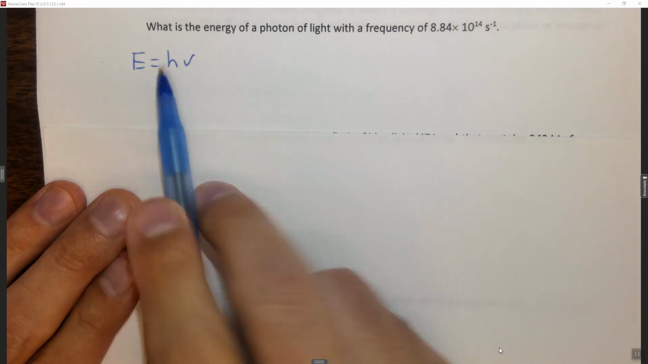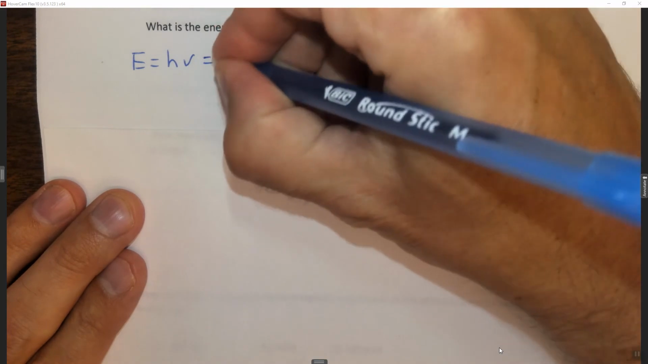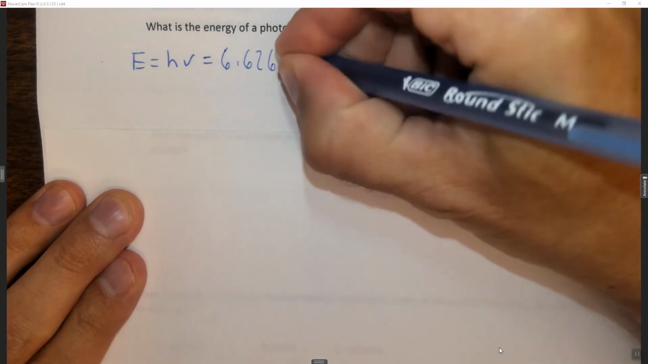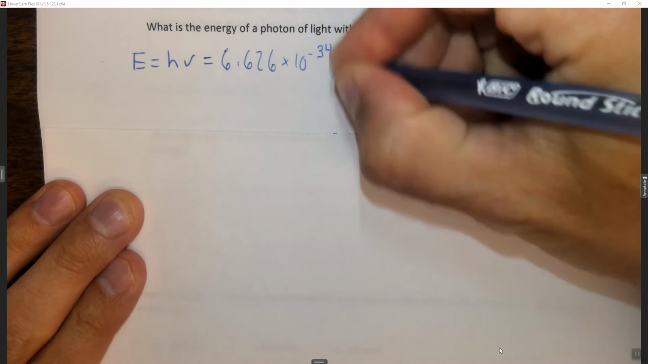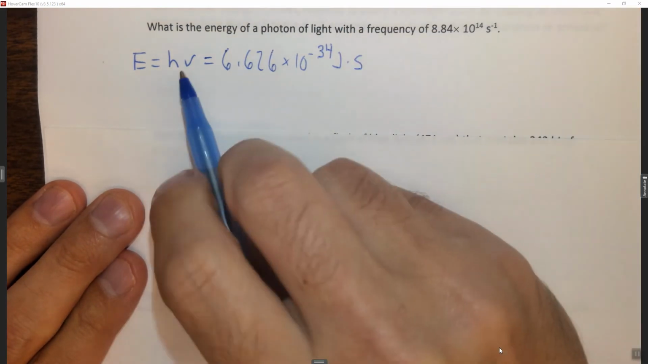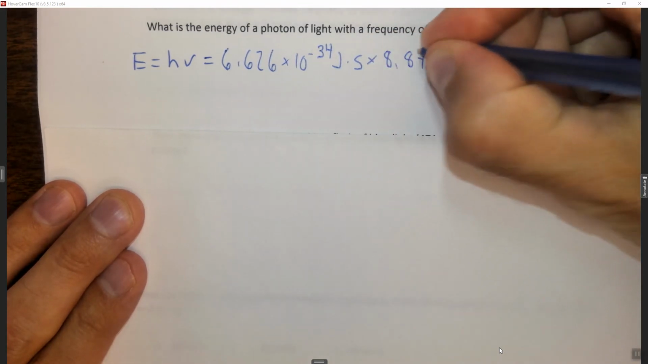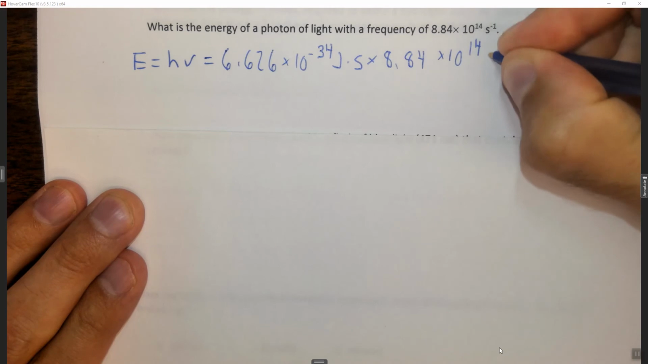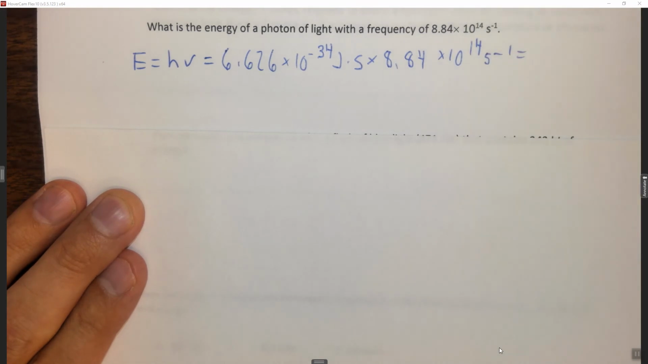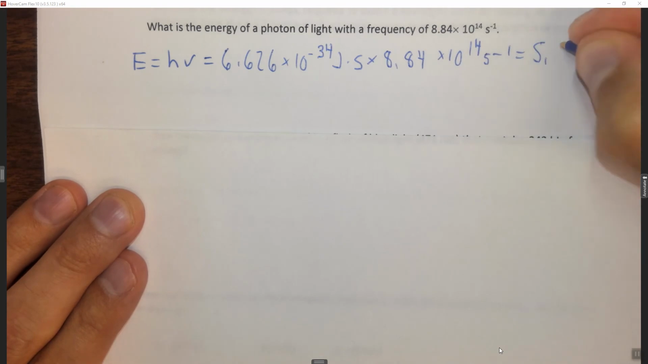In this case, we want energy, we're given frequency, so we can simply plug in. h again is a constant, Planck's constant, which is 6.626 times 10 to the minus 34 joule seconds. Then we plug in the frequency in hertz, or seconds to the minus 1, which is 8.84 times 10 to the 14 hertz. When you do that math, you find that the energy of this particular photon is 5.86 times 10 to the minus 19 joules.